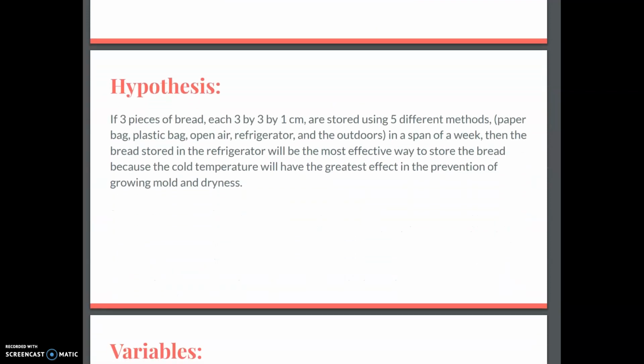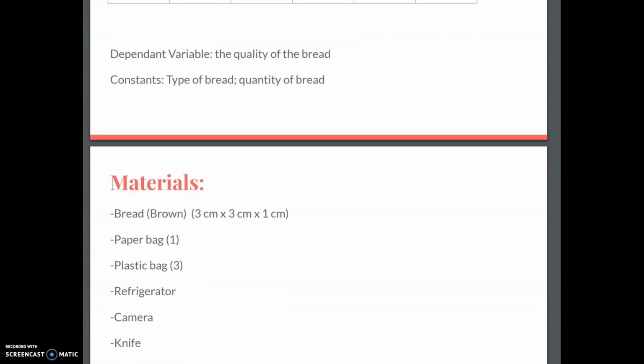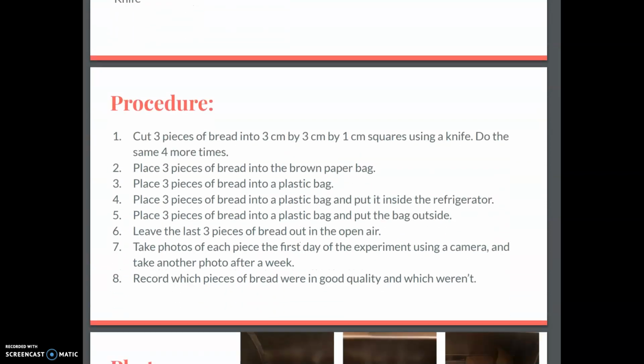Hypothesis: if three pieces of bread, each 3 by 3 by 1 centimeters, are stored using 5 different methods, paper bag, plastic bag, open air, refrigerator, and the outdoors, in the span of a week, then the bread stored in the refrigerator will be the most effective way to store the bread because the cold temperature will have the greatest effect in the prevention of growing mold and dryness. Variables. It looks just like our IDD that we use. Materials, just what she described in her hypothesis.